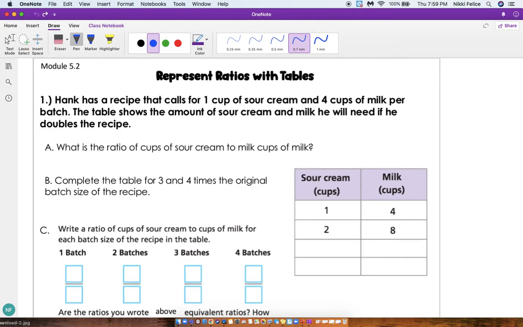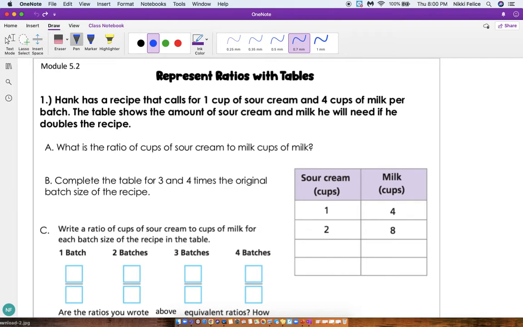In this video, we are going to talk about how to represent ratios with tables and graphs. Let's start with this first problem. Hank has a recipe that calls for 1 cup of sour cream and 4 cups of milk per batch. The table shows the amount of sour cream and milk he will need if he doubles the recipe.